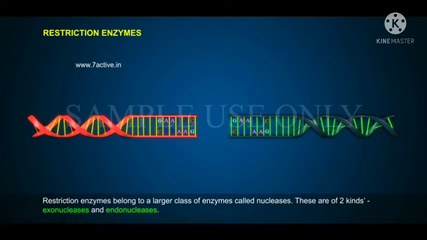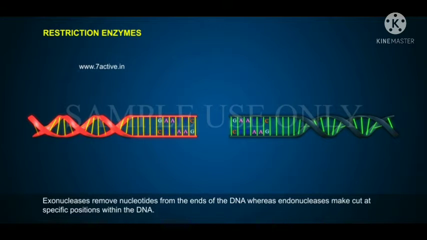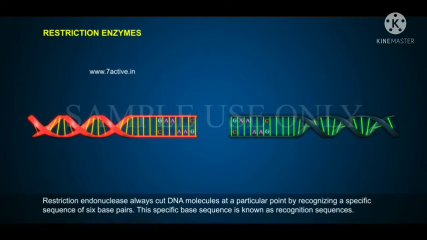So nucleases are of two types, as I told you yesterday: restriction endonucleases and exonucleases. Exonucleases remove nucleotides from the end of DNA, whereas endonucleases make cuts only at specific locations within the DNA. Means if the cut is within the DNA, they are endonucleases.